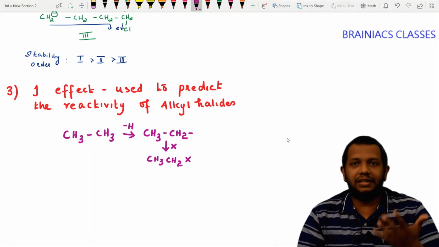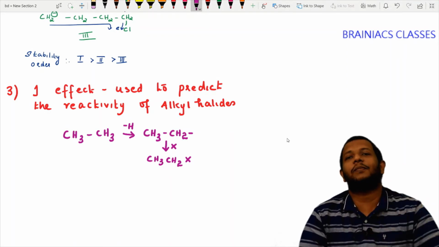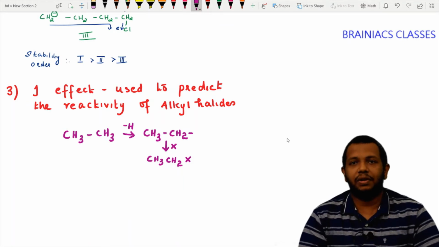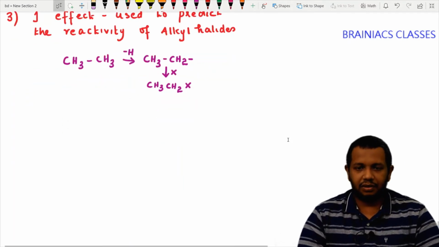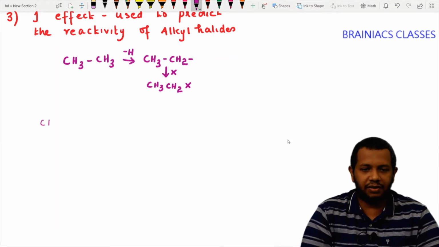Now I am going to predict the reactivity of the alkyl halides with the inductive effect. To predict that, I should know how the alkyl halides basically react. Then it is easier for me to say how the inductive effect is going to play an important role here. So let's see that. Take any alkyl halide, for example the one we have written here, CH3 CH2X.